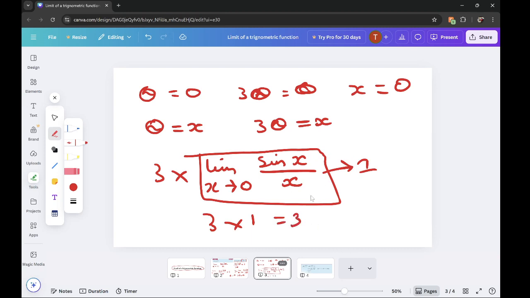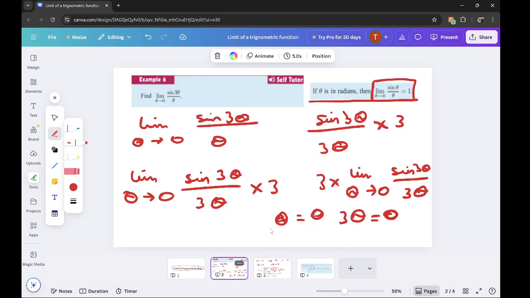Now this is the method that I would do in the exam. This is the method I have done in the exam. So if you want to use that, feel free to use it.